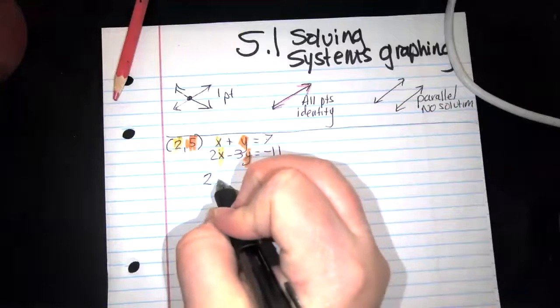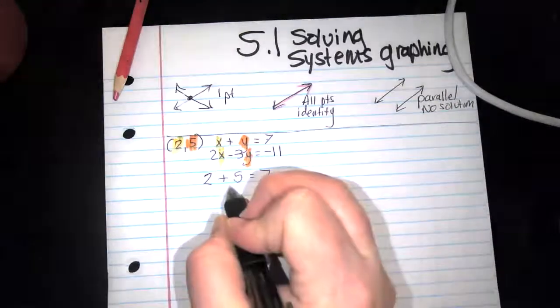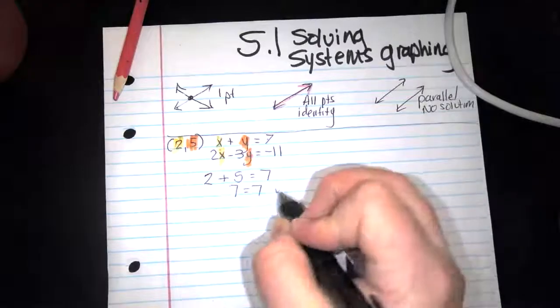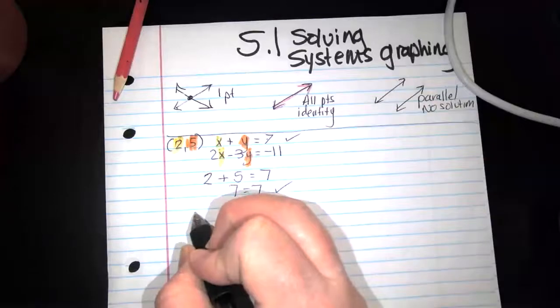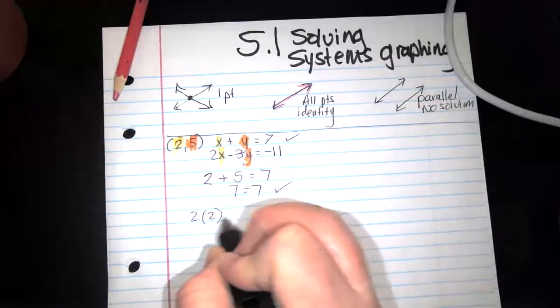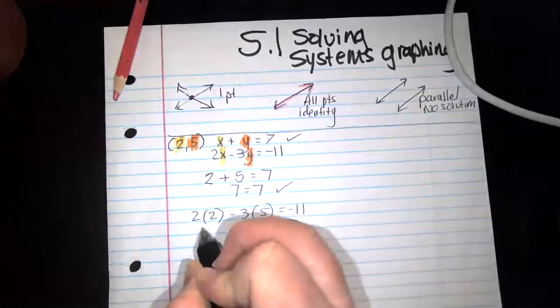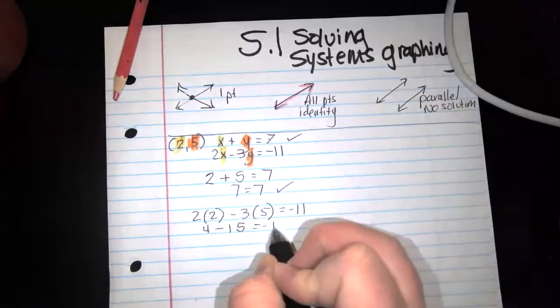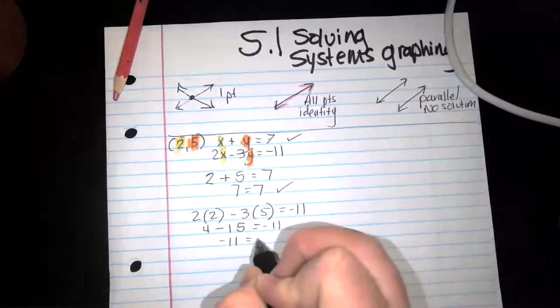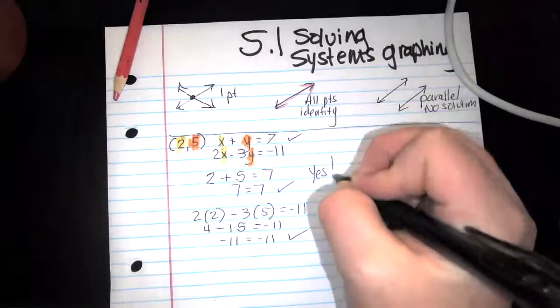So here we go. I'm going to plug in: 2 plus 5 equals 7. Is that a true statement? Yep. So this one is good, but I got to keep going. 2 times 2 minus 3 times 5, does that equal negative 11? Well, this is 4 minus 15 equals negative 11. Is that true? It is. So this would be a yes.